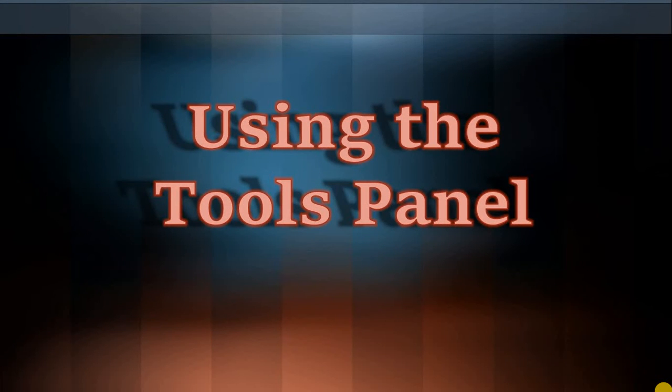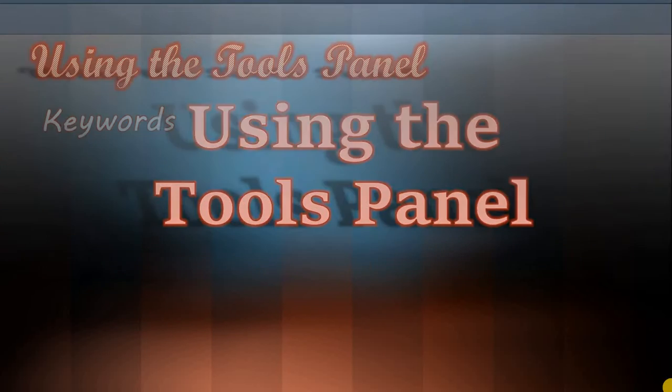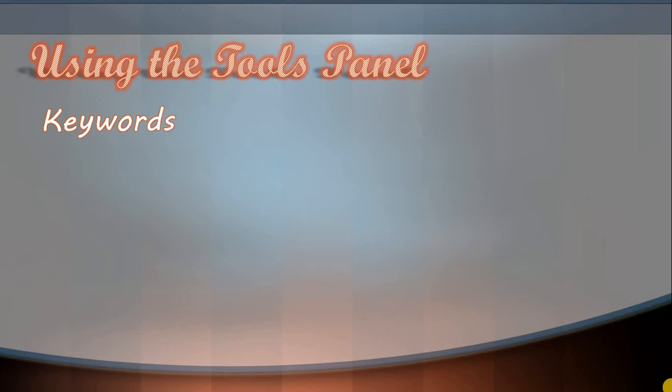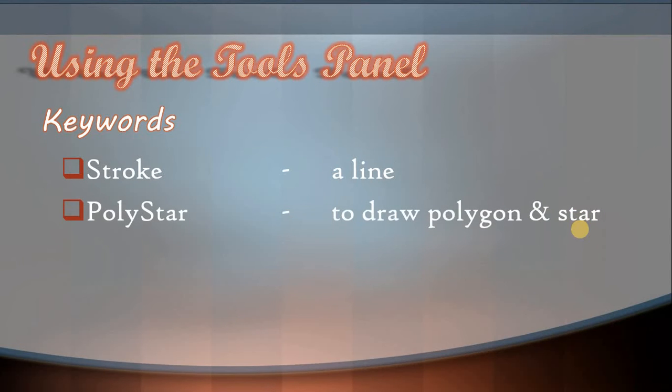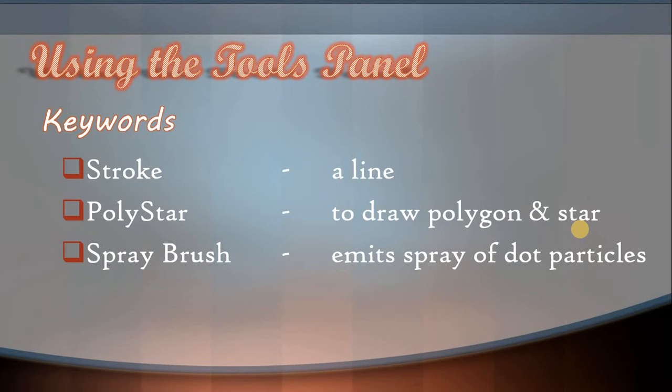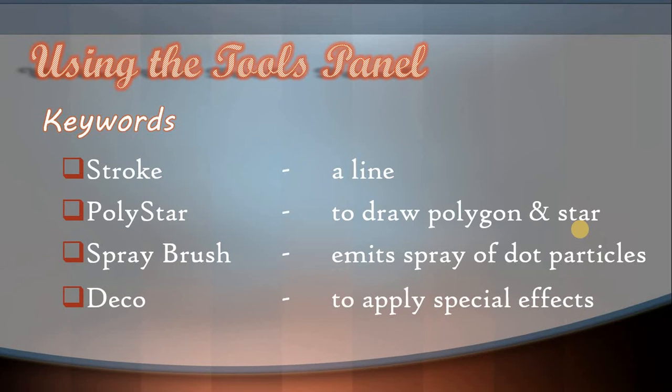The tools panel contains many tools that can help in drawing, coloring and modifying an object. Come on, let's learn some keywords that we will use in today's class. The first keyword is stroke. Stroke means a line. Next, polystar. It is the name of a tool. It is used to draw polygons and stars. Next is spray brush. It is also the name of a tool. It emits the spray as dot particles. Next, deco. It is the name of a tool. It is used to apply special effects on the objects.